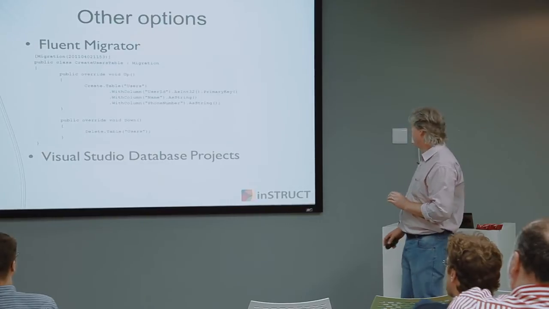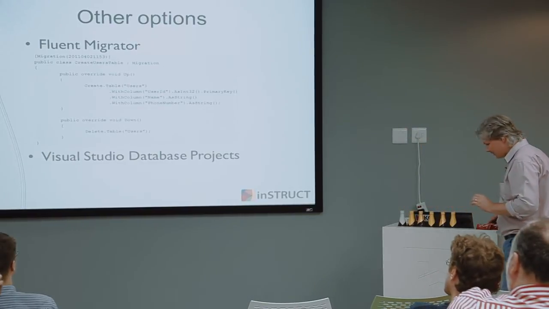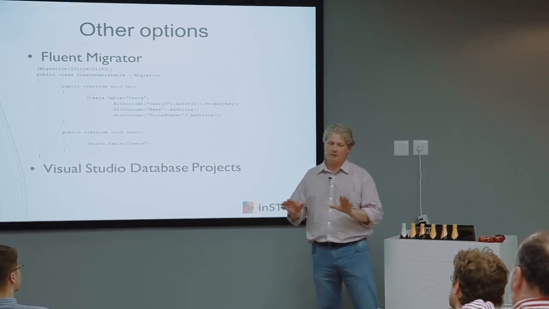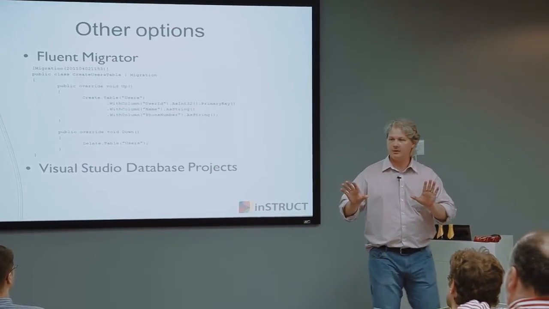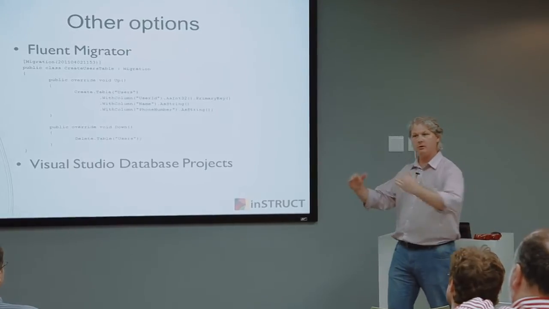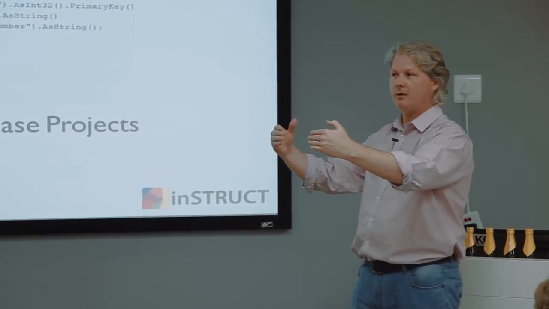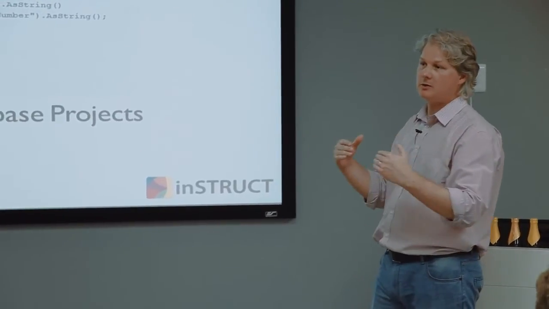I want to talk about some other options, because there are other options. One of the things I did talk about briefly was this change up and change down. There are two parts to rolling out a database change. One is to do the change up. What script are you going to run to version up? And if that script fails, what script are you going to run to undo the changes?